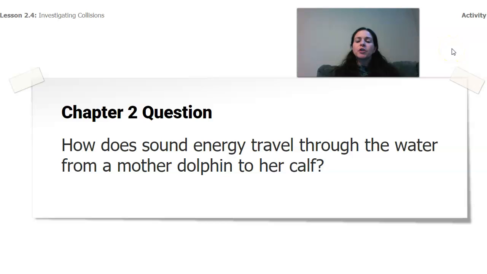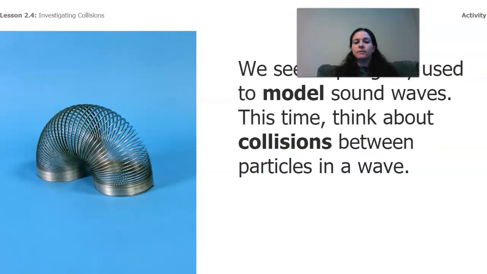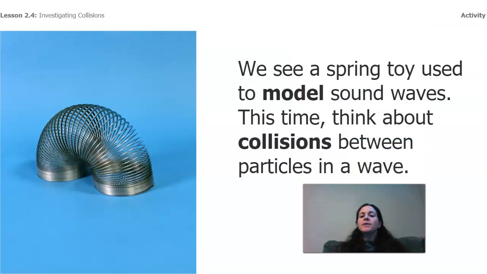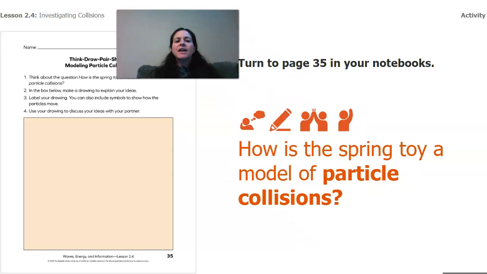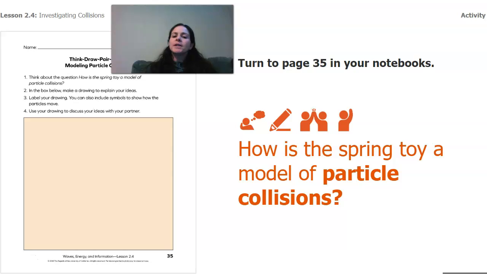And remember, in chapter 2, we're asking this question, how does the sound energy travel through the water from the mother dolphin to her calf? And so we're about to see a spring toy used to model sound waves. This time, think about the collisions between particles in a wave. We're going to see if we can draw a connection between our spring toy and the particles in a wave. If you have your investigation notebook, you can turn to page 35. If you don't, that's okay too.